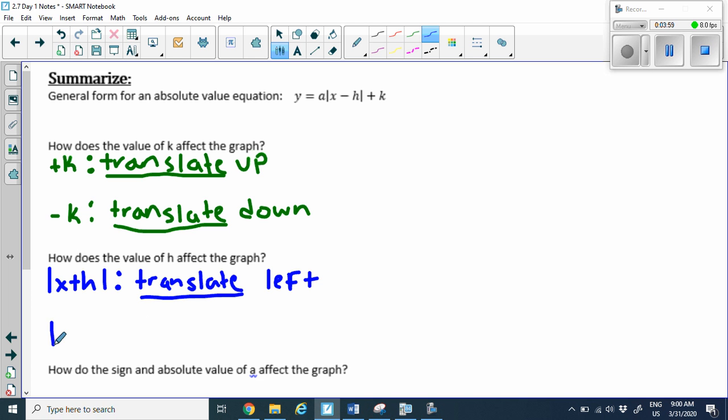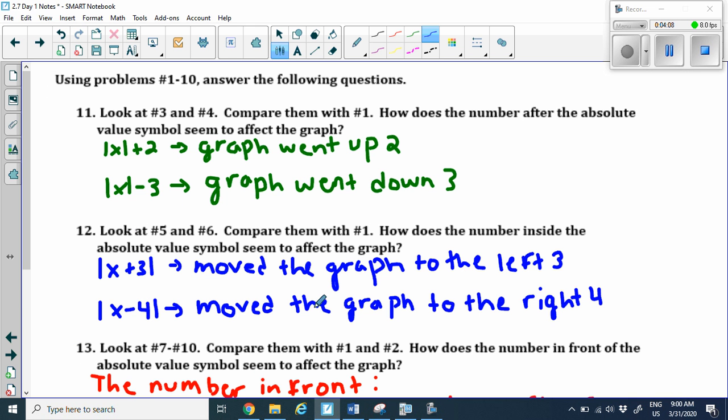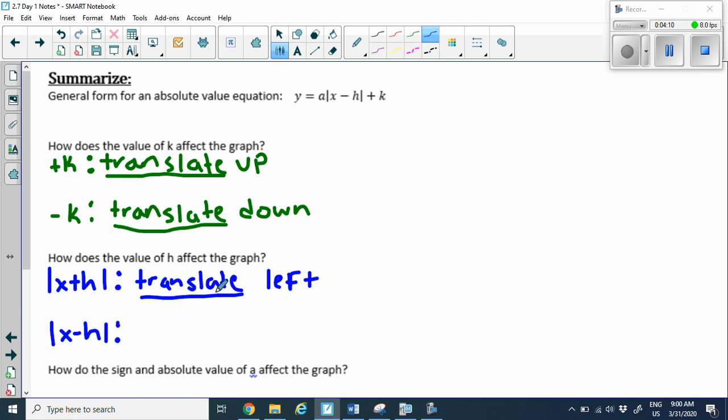Now when we had x minus h, as we saw with, I think it was x minus 4, we talked about how the graph moved to the right. So that means when it's x minus h, we're going to translate right. Now, some of you might be asking, well, why is this? Usually when we see a minus, that means it's negative. And if we think negative, it goes to the left. Well, let's talk about what's really happening here.